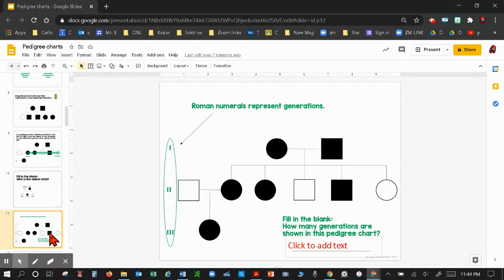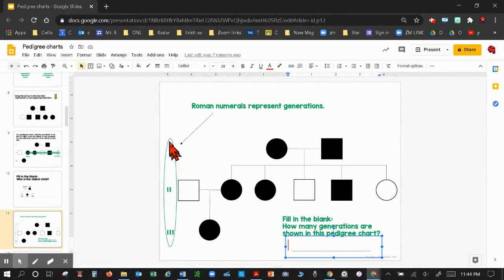As I said earlier, Roman numerals represent generations. So take a look at this pedigree. How many generations are shown in this chart? Go ahead and type your number down here below.